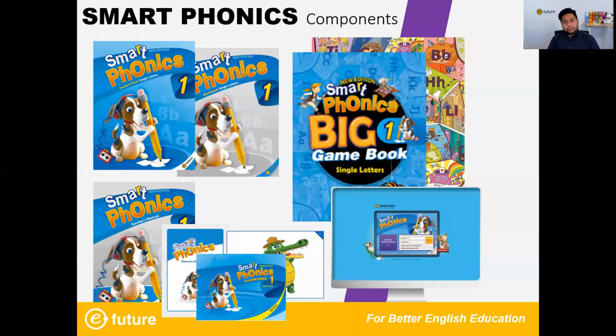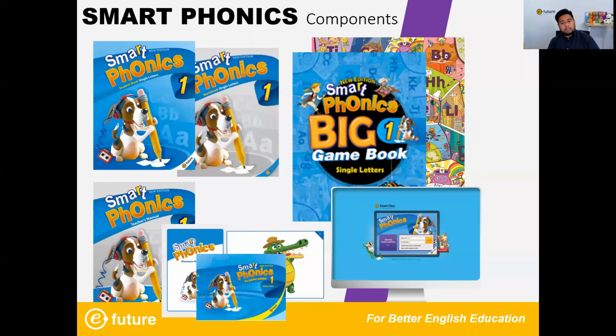Starting off with the components, Smart Phonics will have the student book and a workbook for extra practice. We do have a game book as well, which has a lot of board games to use in your class, as well as the teacher's manual. The teacher's manual will include extra game ideas. For new teachers, the teacher's manual will give you guidance to help you plan your classes and how to teach.